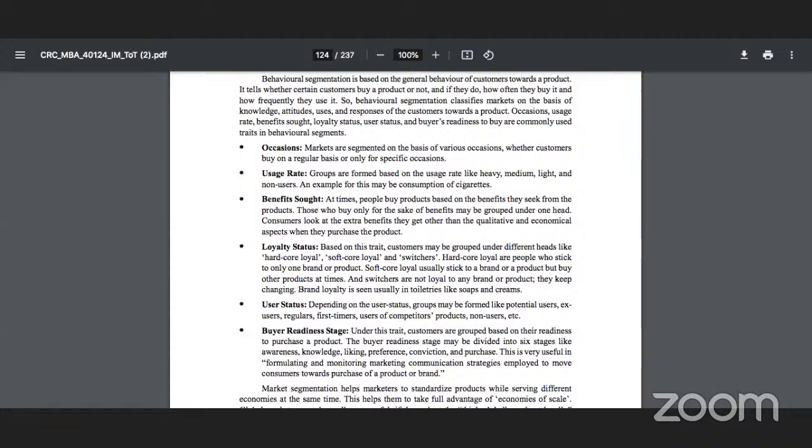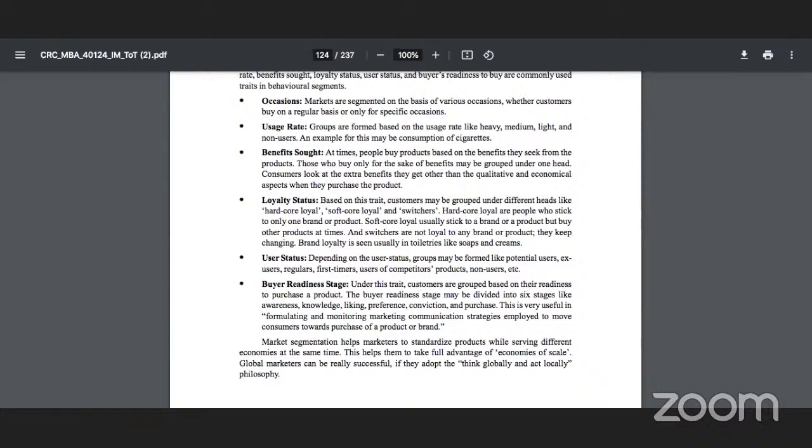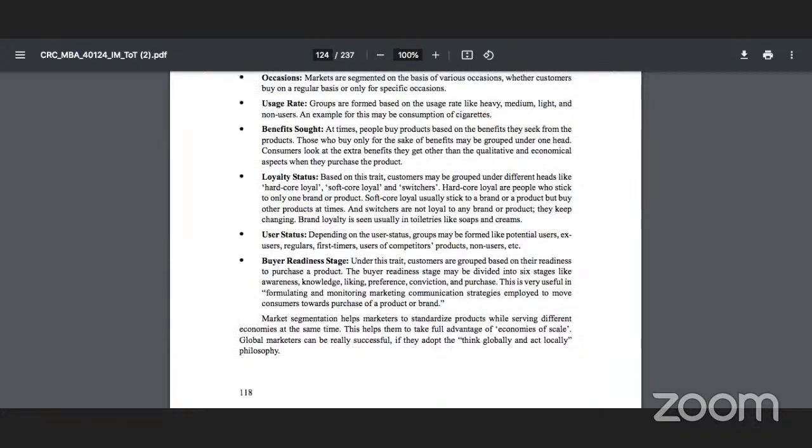That's also an indication whether you use a lot of oil or medium oil or fundamentally you don't cook it also. You're a non-user. So, benefits sought. What kind of benefits are you getting from the product? Those who buy only for the sake of benefits may be grouped under one head, whereas customers also look at the extra benefits they may get, whether it is in terms of qualitative, that is better value for money, or economical, that is in terms of any discounts or any products attached to it. Like for example, you buy toothpaste and you get a brush free. So that is an example of an economical value add.